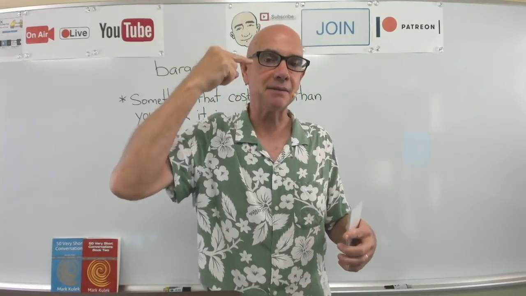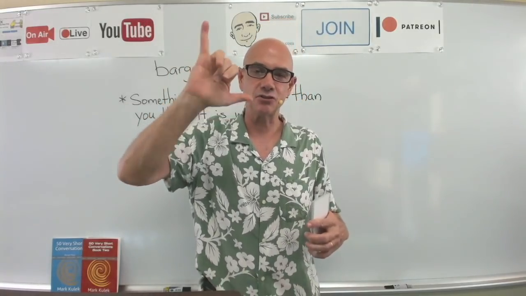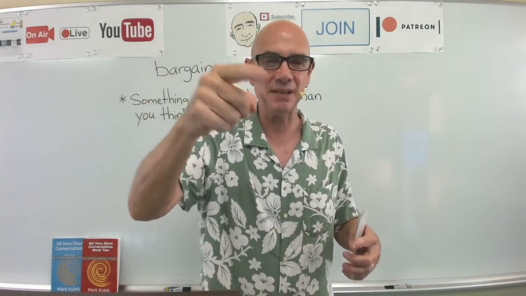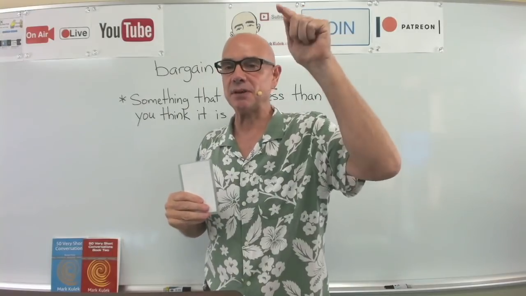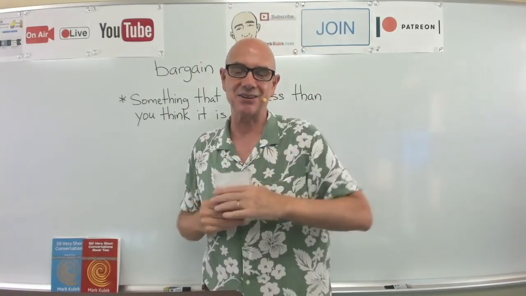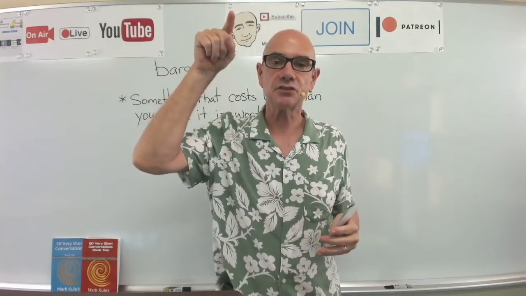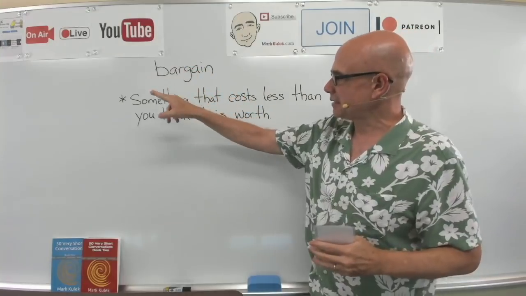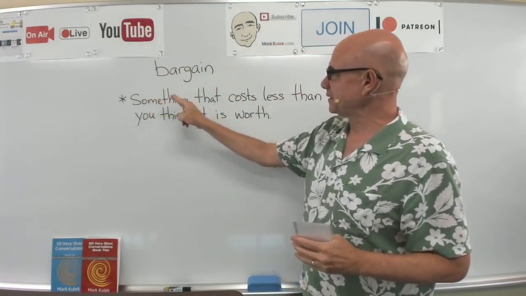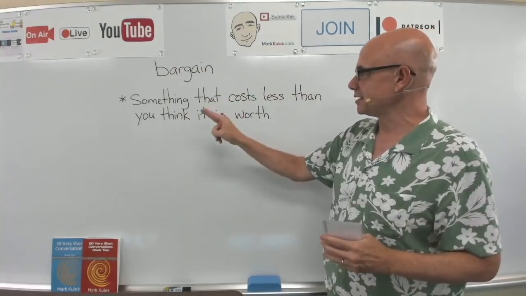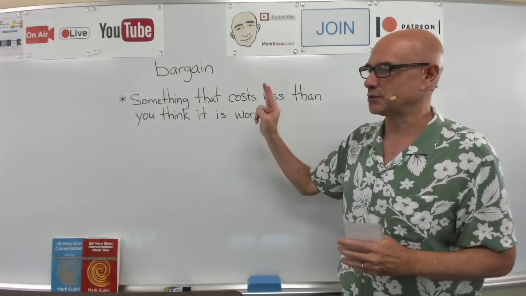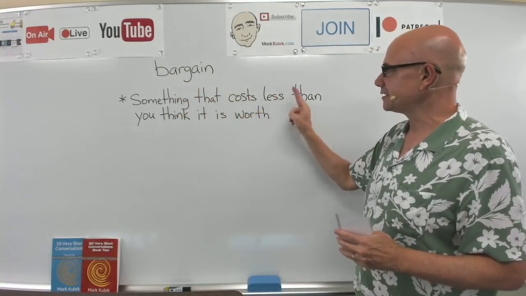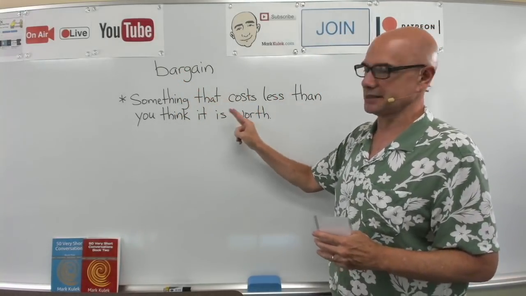Input, output, input, output. Yes, you're using two skills at the same time, listening and speaking, listening and speaking at the same time. It's a challenge, but that's why you are here. Okay, great. And today's topic is bargain. A bargain is something that costs less than you think it is worth. One more time. A bargain is something that costs less than you think it is worth.